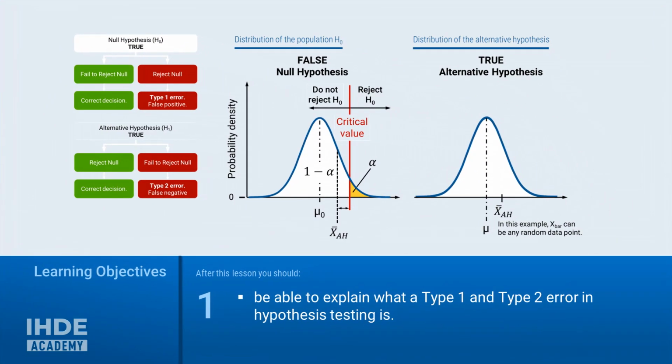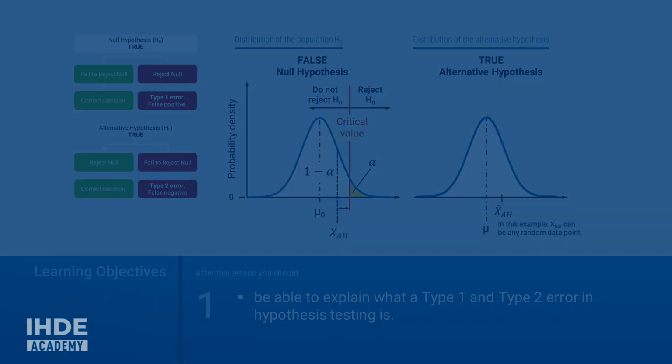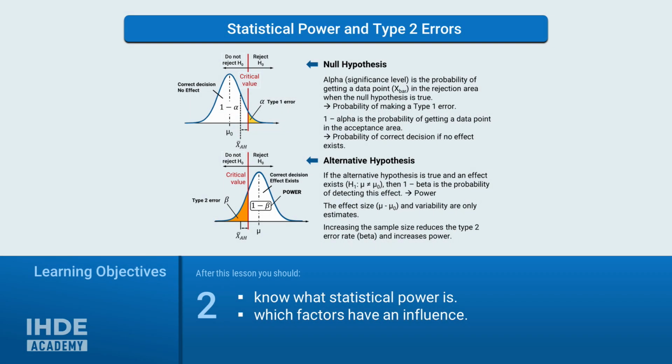And hello again to this lesson, which essentially has two learning objectives. First, you should be able to explain what type 1 and type 2 errors are and how these are related to the significance level or the error probability. In addition, you should also know in this context what statistical power, or just power, is.